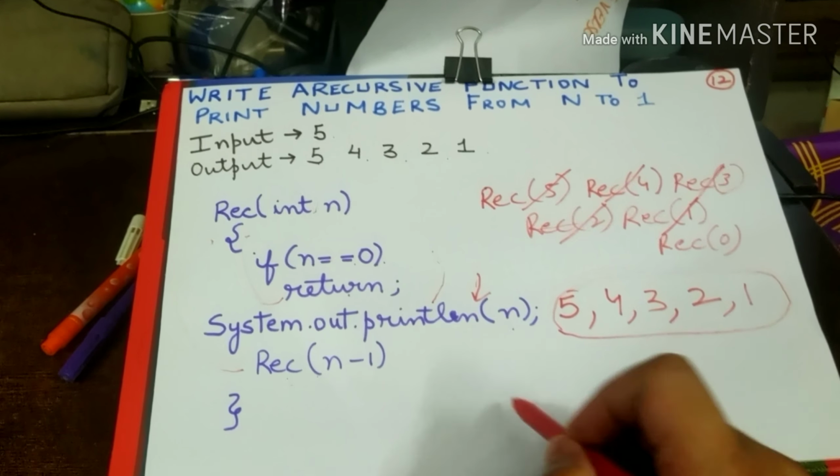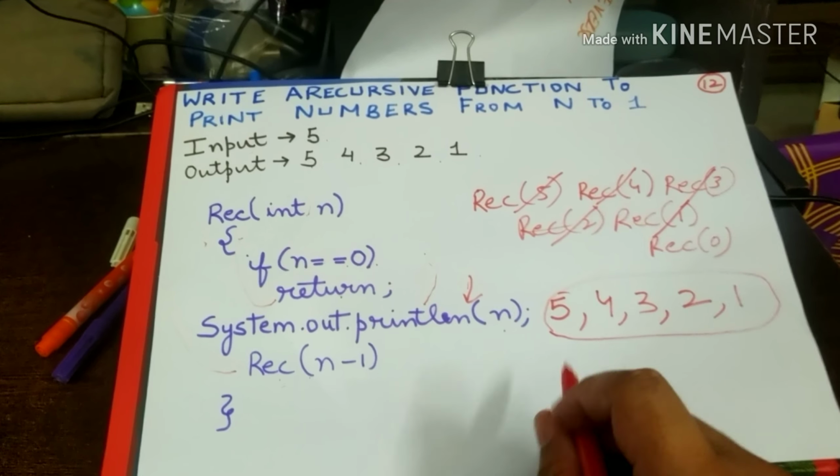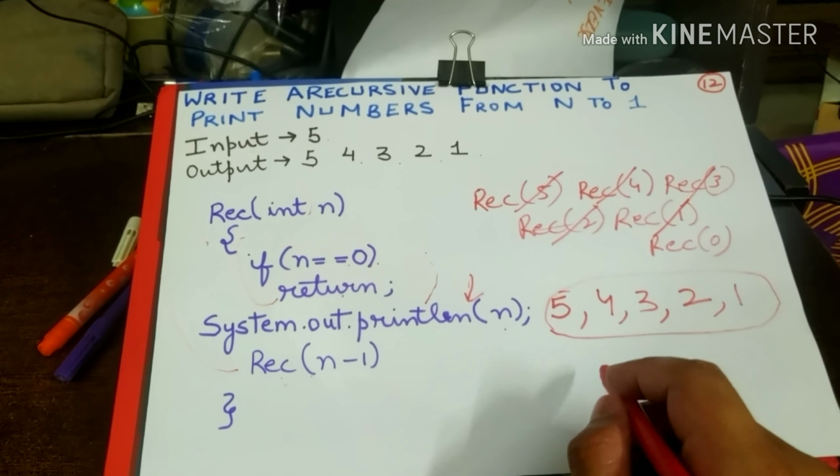So this is how we write a recursive function to print numbers from n to 1.